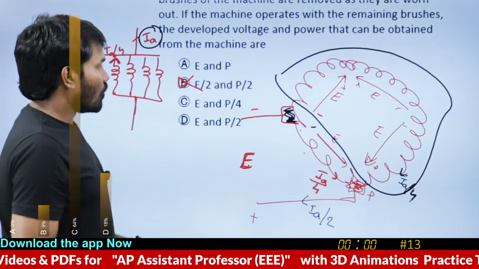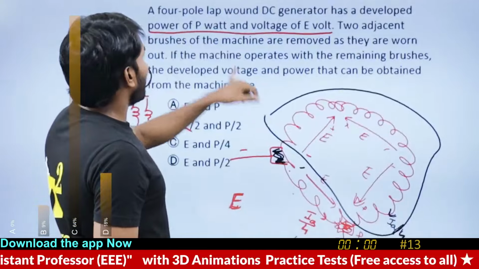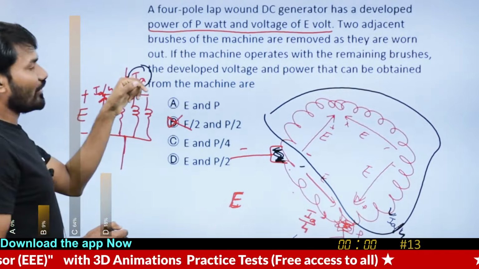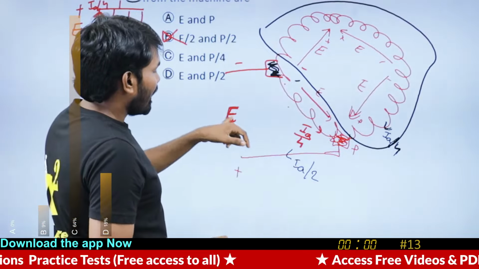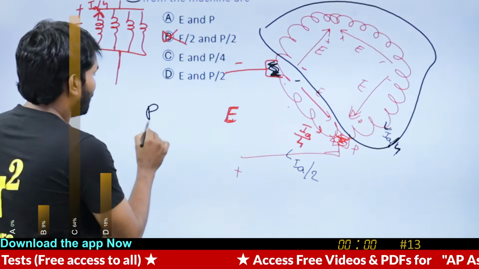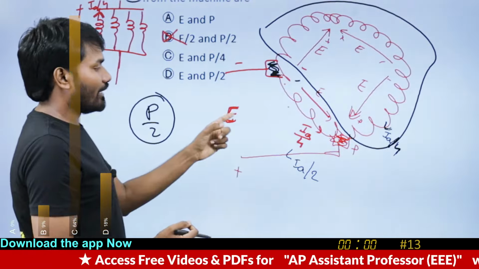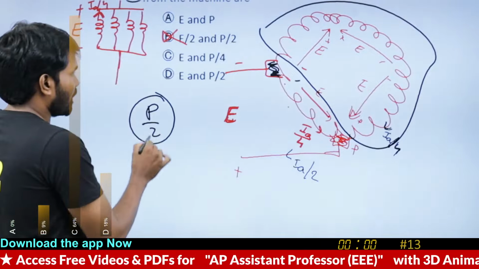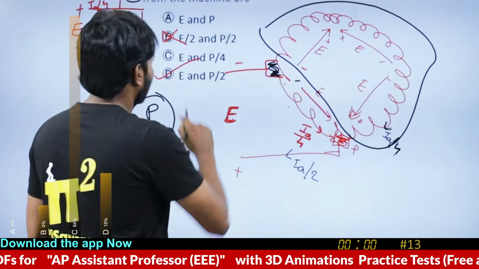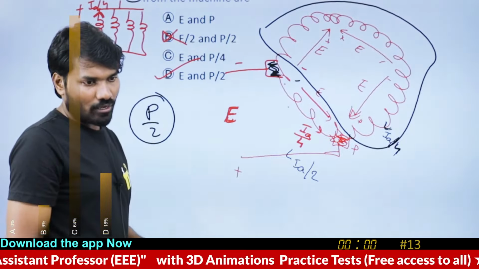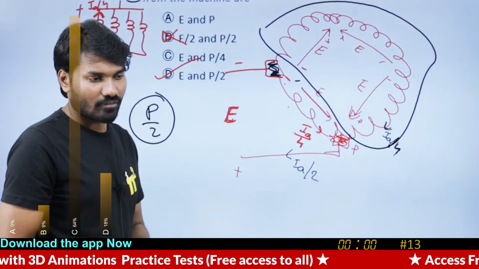Okay. So earlier, the power is P with the current IA. Now the power is P by 2 because the current is IA by 2, E into IA by 2, which is P by 2. So answer is D. Only, I think, only one person has answered correctly, or two. Very few people have answered it correctly.